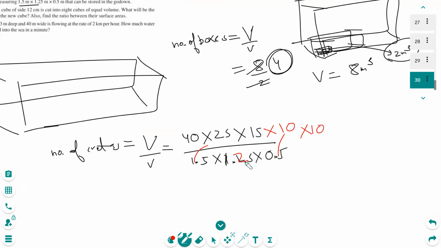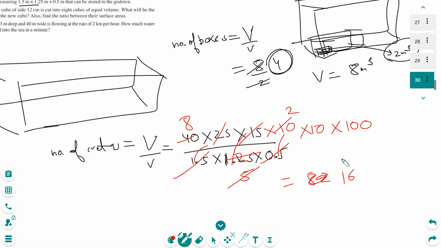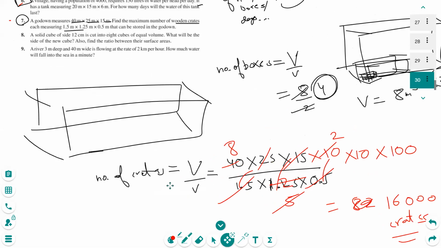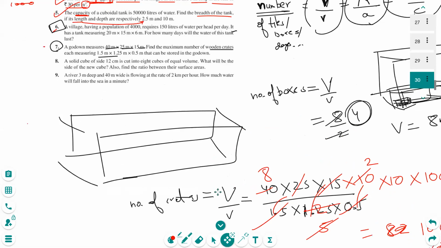This will become 0 here, this will become 100 here, right? So let's solve this. I guess we can solve it something like this. 15 will cancel out 15. 25 times 5, 5 times 8, 5 times 2, and that gives me 80. Sorry, 8 to 16, 16,000 crates. Is that okay, everyone? Yes or no? So if you have to find the number of something, you can easily find it using this formula.